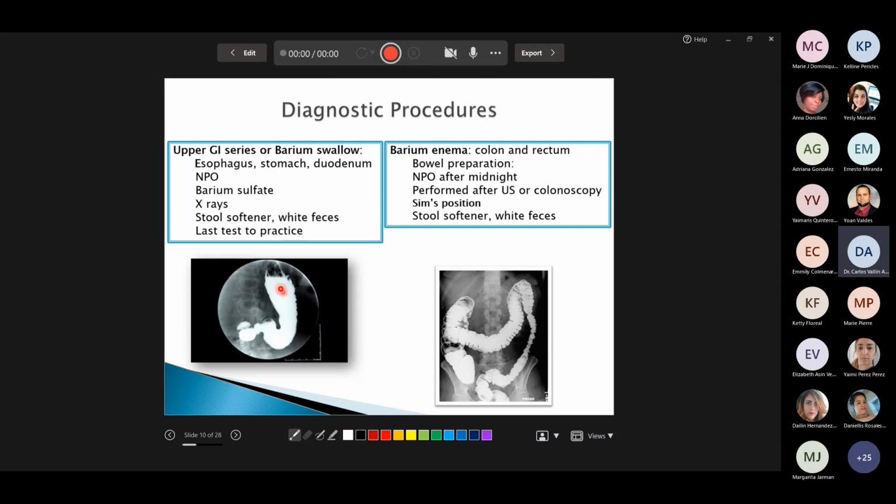The barium fills the cavity, and when the X-ray is done, the cavity is seen white, as you see here, because it's filled with the barium. And of course, a person that is going to have a barium swallow must be a person able to swallow. So obviously, it's a person that can swallow.